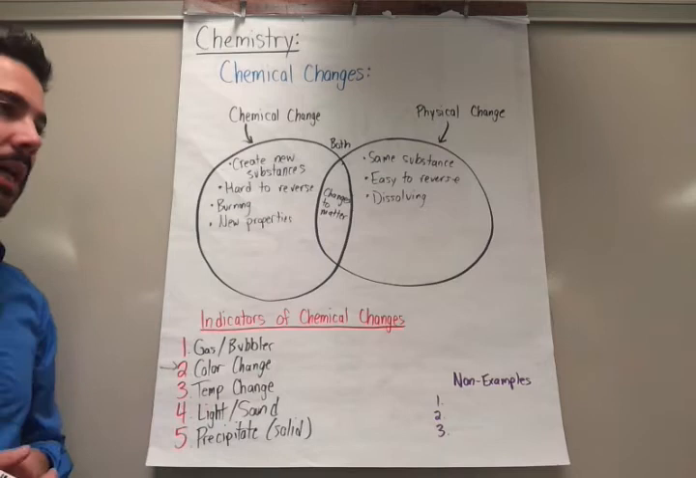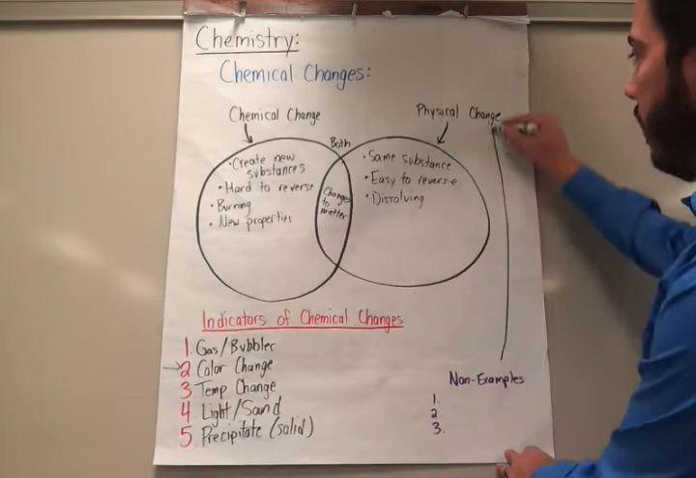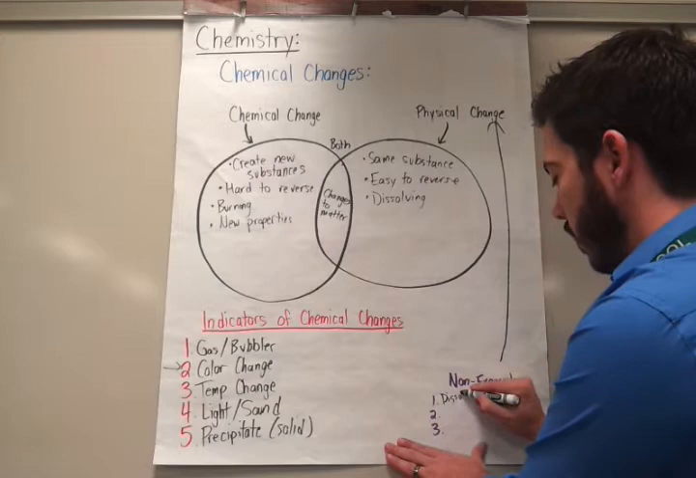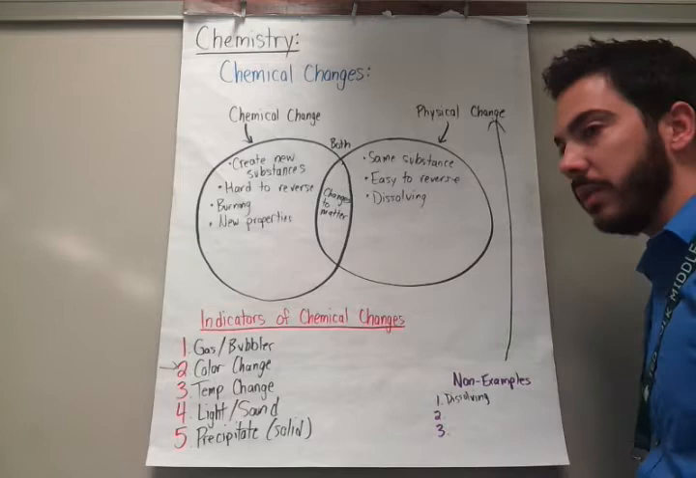Just real quick, some non-examples of chemical changes, things that are physical changes that people often confuse. Dissolving. Just because it disappears does not mean it is a chemical change. The substance is still there. Like, for example, if you dissolve salt in water, or sugar in iced tea, the sugar is still there. You can taste it when you drink the iced tea.